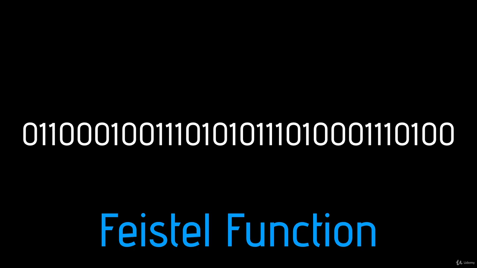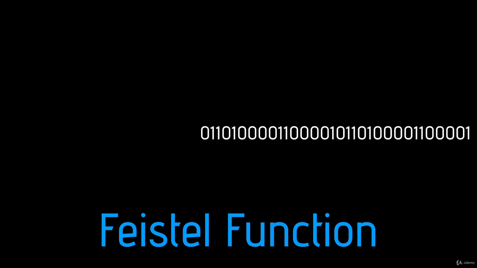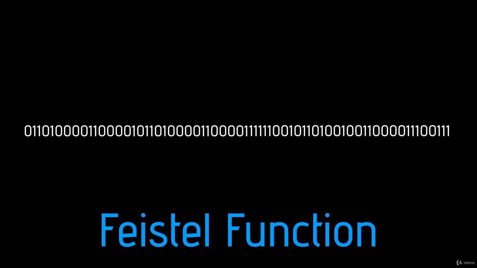And then we're going to do what we call a final permutation. We then put the two 32-bit chunks back together, but backwards. And that completes a single Feistel function. That was fun, so let's do it again.